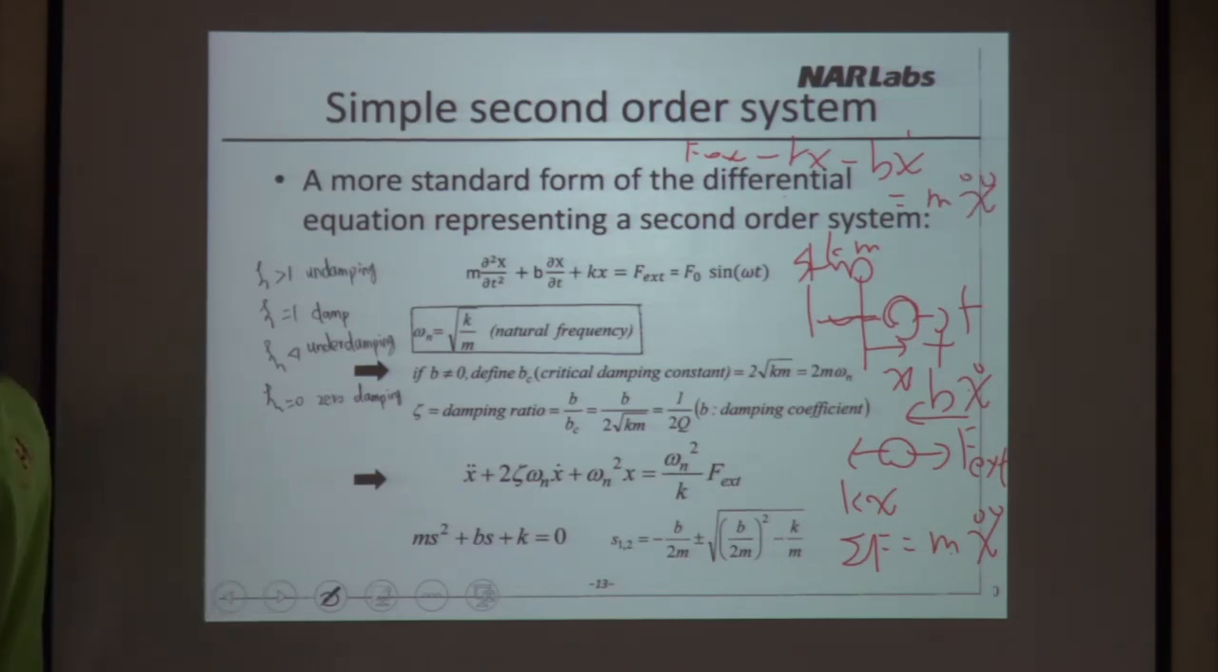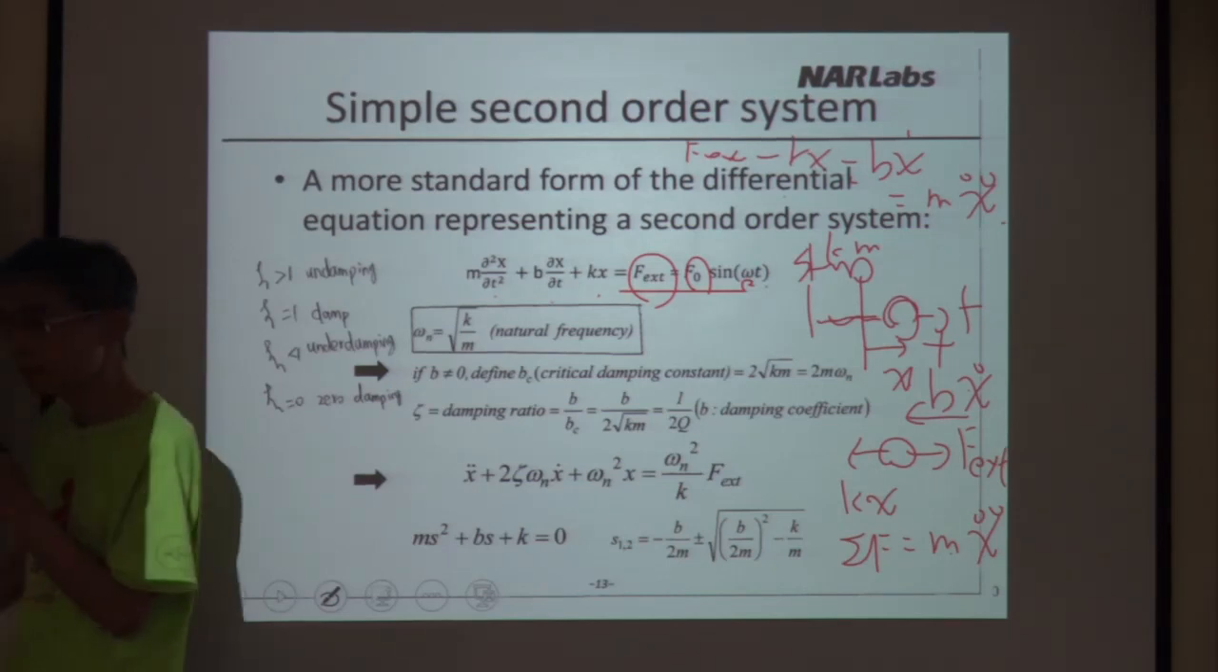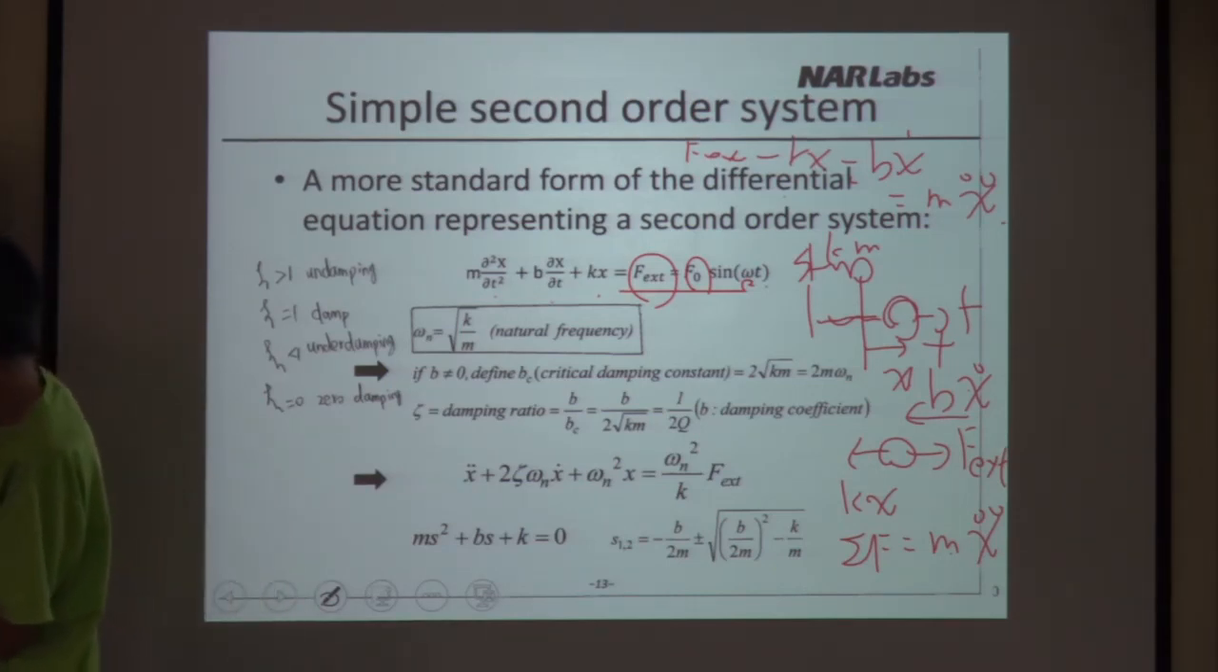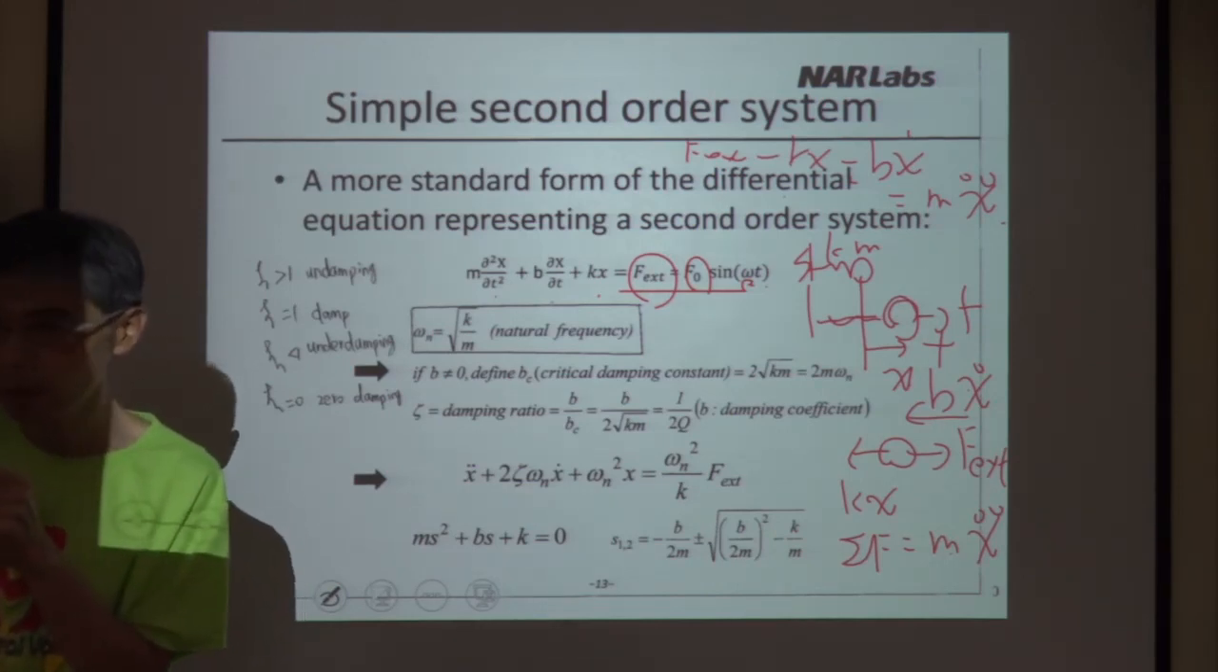So M x double dot, we move this one and this one to the right hand side: Bx dot, Kx, Fext. But if Fext is a sinusoidal signal, this is amplitude, this is frequency, time. Okay, everyone, draw this figure and derive the equation like what I did, everyone.